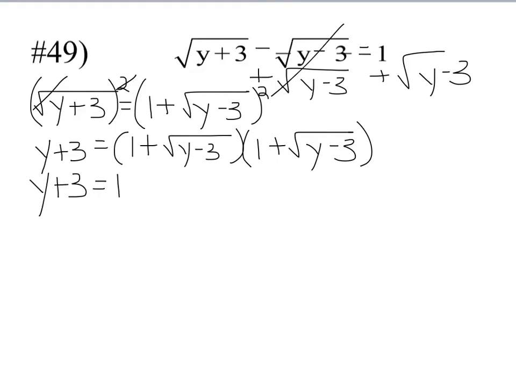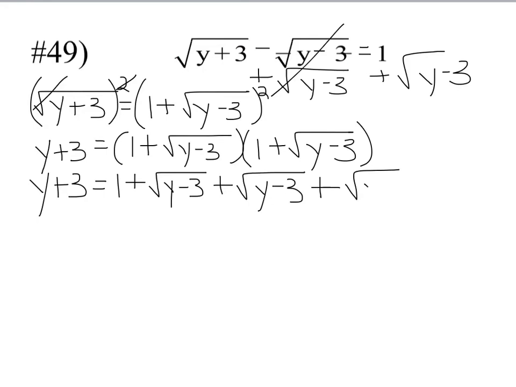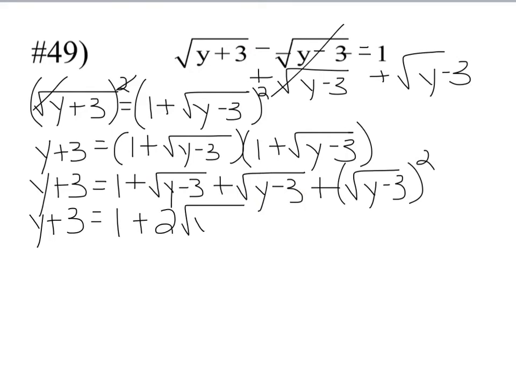So 1 times 1 is 1. 1 times the square root of y minus 3 is just the square root of y minus 3. The square root of y minus 3 times 1 is just the square root of y minus 3. And then the square root of y minus 3 times the square root of y minus 3 is the square root of y minus 3 squared. Your square roots of y minus 3 are like terms, so I can combine them, leaving me 1 plus 2 square root of y minus 3, because there's two of them, plus your square root and your square cancel, leaving you just y minus 3.